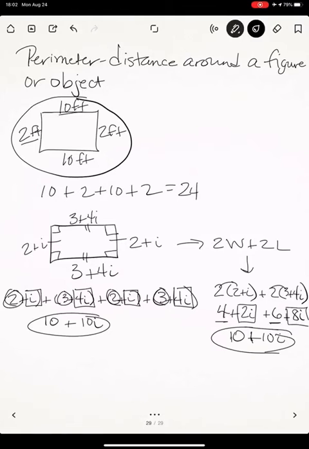Sorry, my pen's trying to act a little funky. So again, either way, you will get the same answer. So some people find it easier to do the 2 times width plus 2 times length. Other people might just say, let's add up all the sides together. So that's one way of handling it.